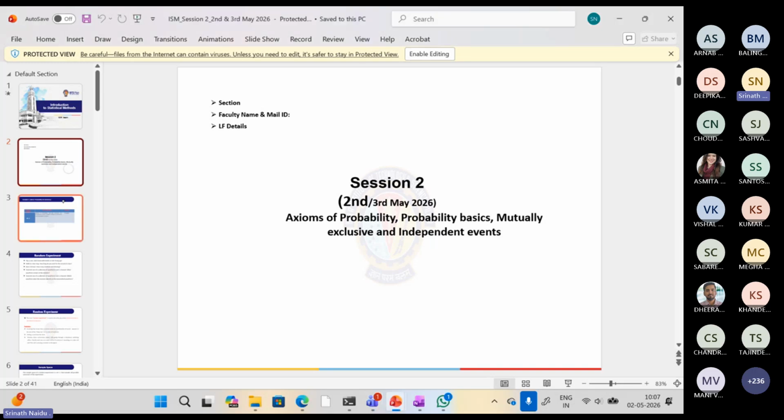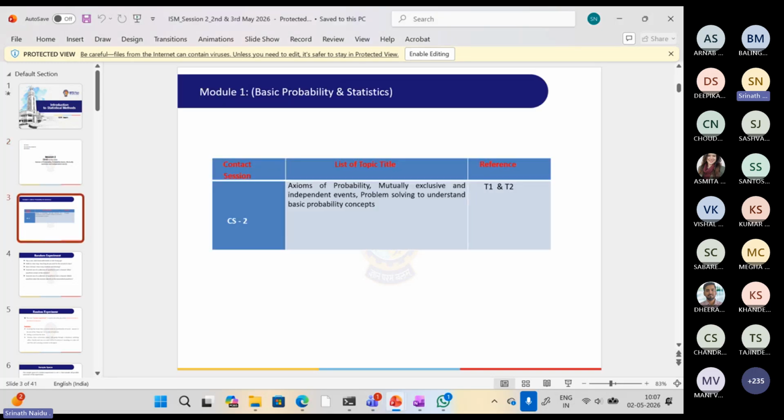So let me move on then, session 2. Now, what we want to do in this session is to look at axioms of probability. So we slowly want to formalize a lot of these notions. So I want to talk now about probability, axioms of probability, then we can get to expectation and so forth. So we look at axioms of probability, mutually exclusive and independent events, problem solving, and so on to understand basic probability concepts. So let me move on here.